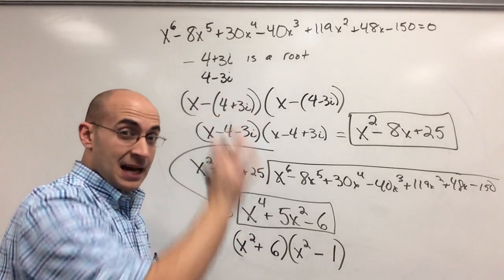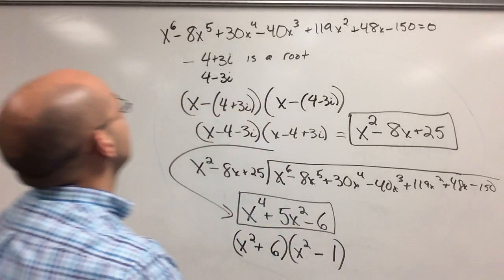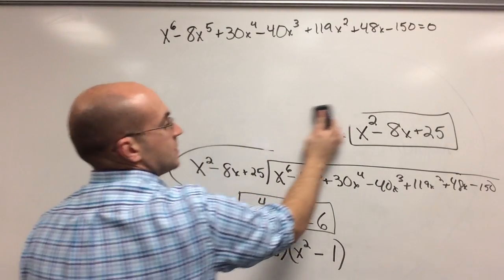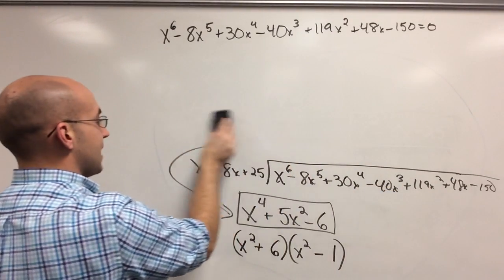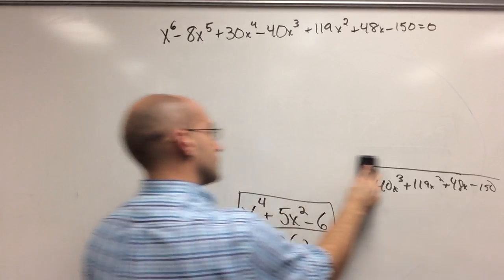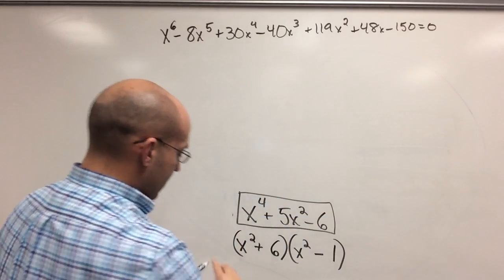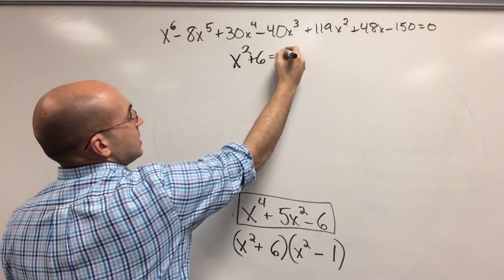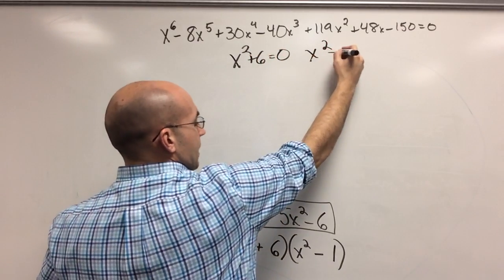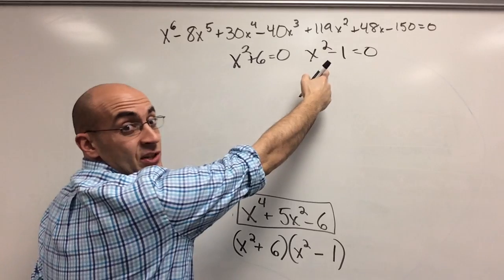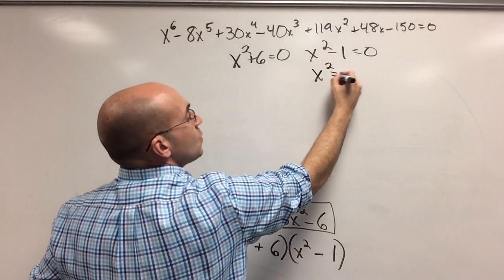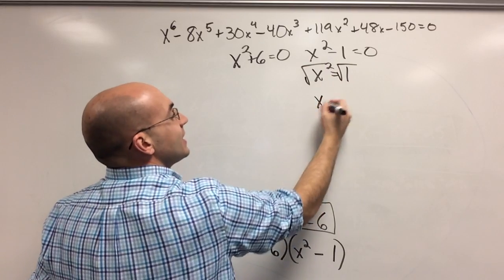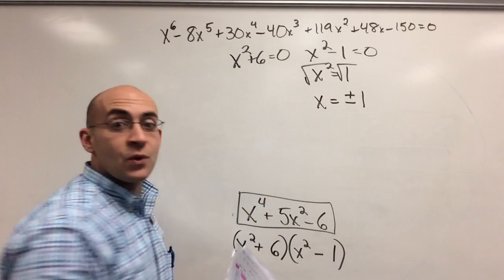Okay, so I'm going to erase the top part so we can get a little bit easier here. This is a crazy problem, but it actually isn't that bad. When I factor this out, I get these two. So it's going to be x squared plus 6 equals 0, and x squared minus 1 equals 0. This is the easier one, right? Because it's x squared equals 1, because I add 1 to both sides. So if I square root both of these, I get x equals plus or minus 1. That's where the 1s come from.